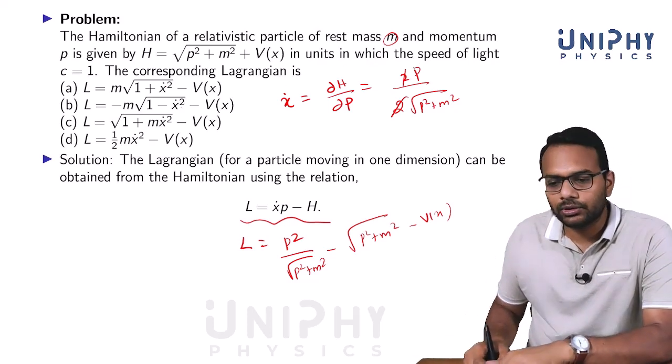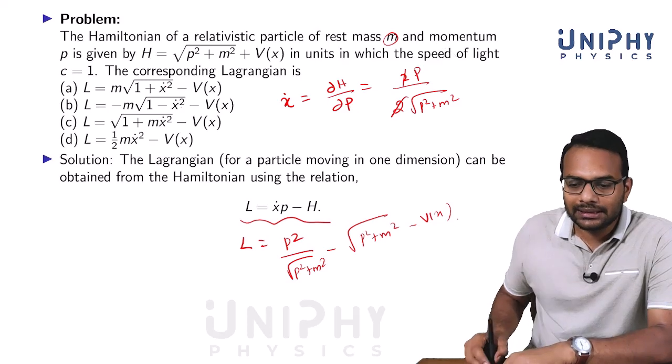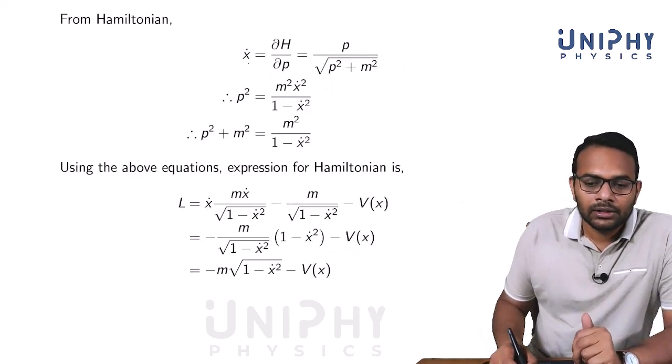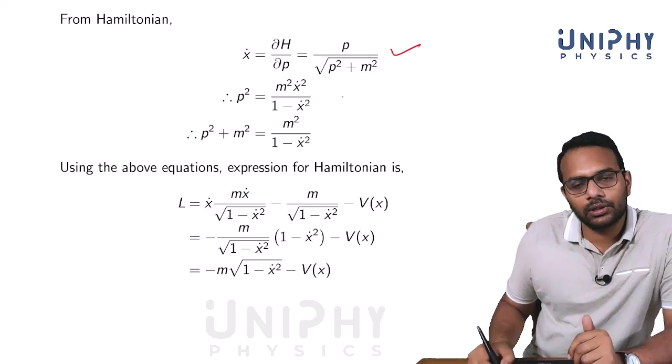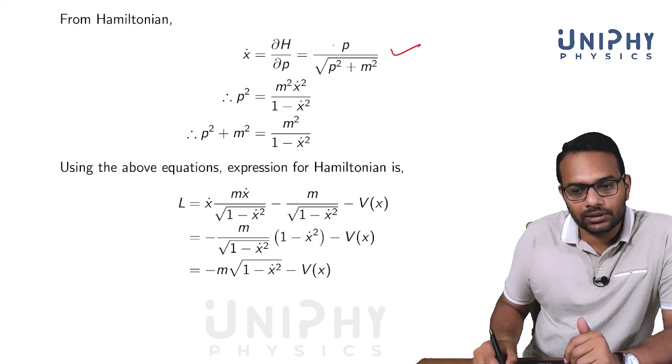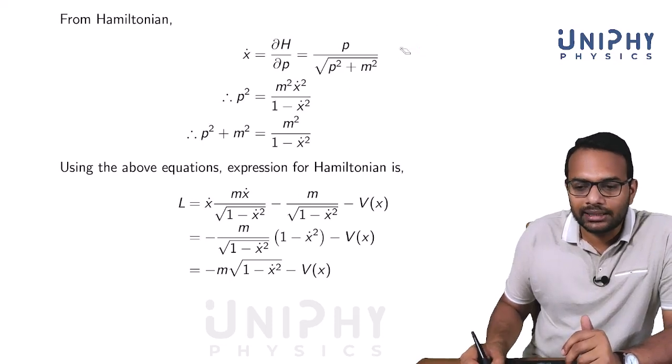From here we can solve p in terms of x dot, right? So this is the intermediate answer. We need to make the correct substitution now. Let's see here. You see that x dot is p by square root of p square plus m square. From here you can solve for x dot. Just square these things. So you see that p square is equal to m square x dot square divided by 1 minus x dot square. How do we do this?